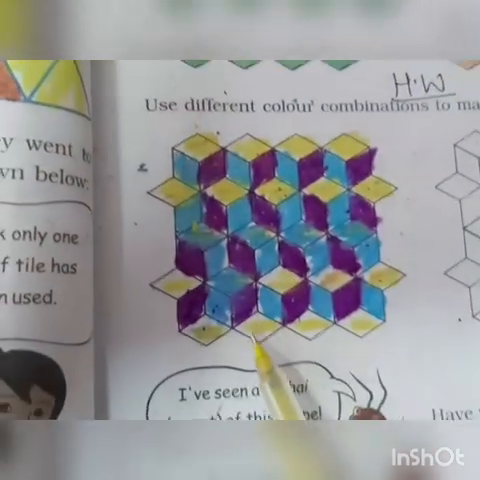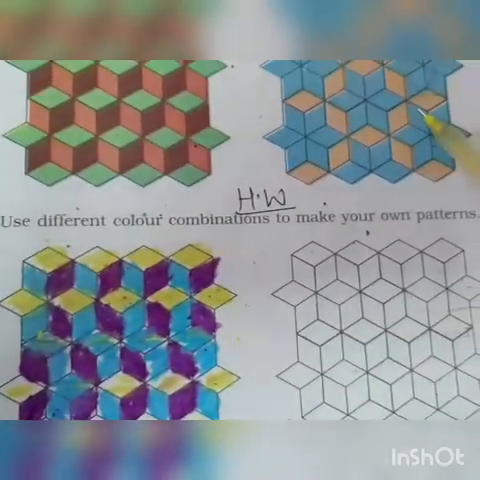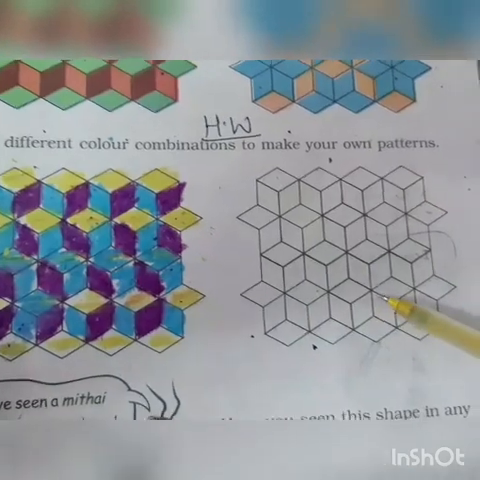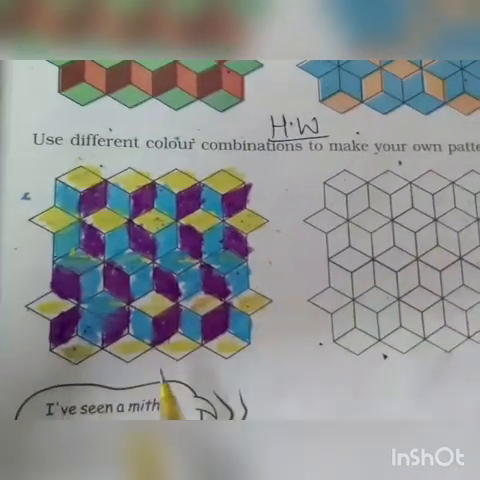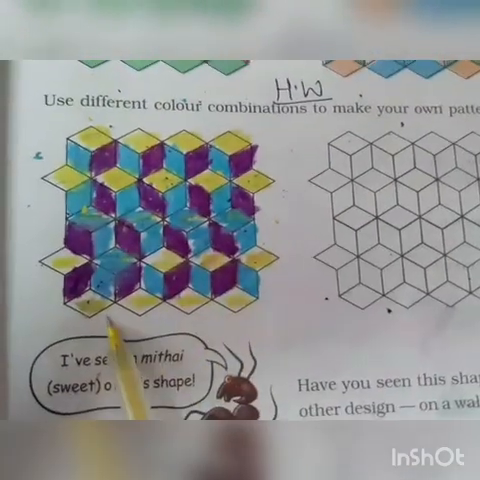नाउ आई हैव कलर्ड दिस वन आई हैव डन द कलरिंग. द सेकेंड वन अकॉर्डिंग टू दिस यू हैव टू कलर इट. यू कैन यूज द कलर ऑफ योर चॉइस एंड कलर दिस. यू हैव टू कलर दिस ऑल्सो. दिस आई हैव डन द कलरिंग ऑफ माई चॉइस.